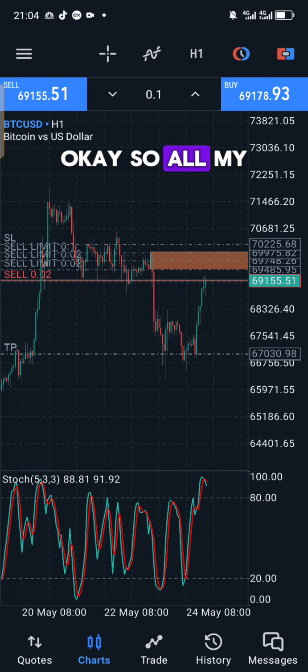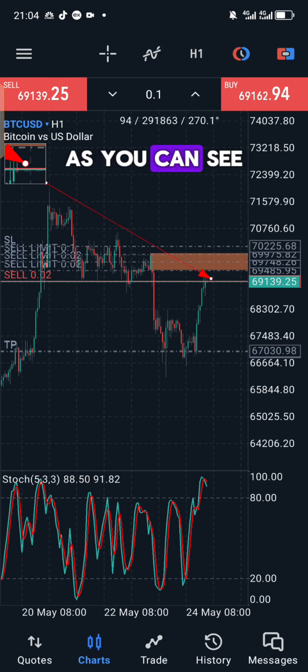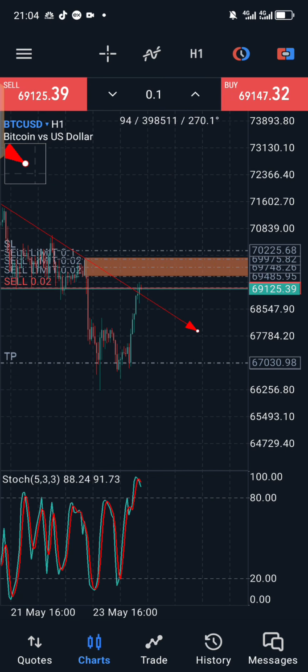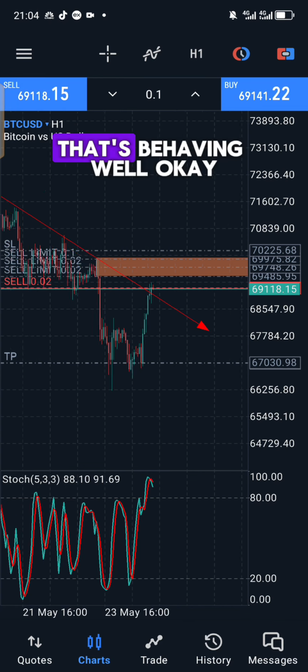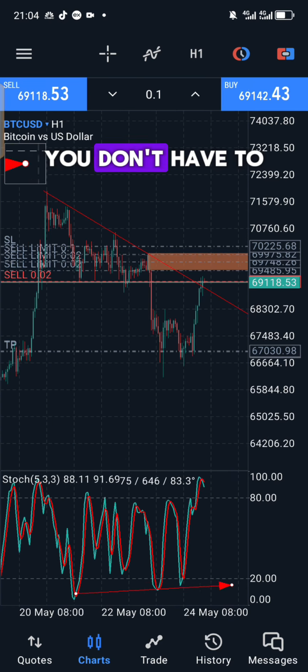So all my sell limit orders have been placed. As you can see, I am trading according to this. And you know, when there's divergence, price starts behaving well. Price behaves well. You don't have to fight, you don't have to struggle.